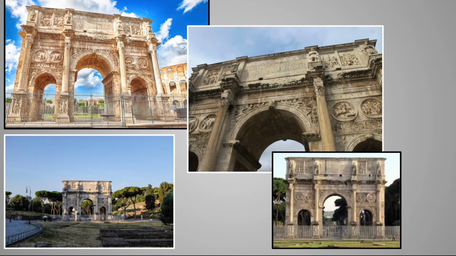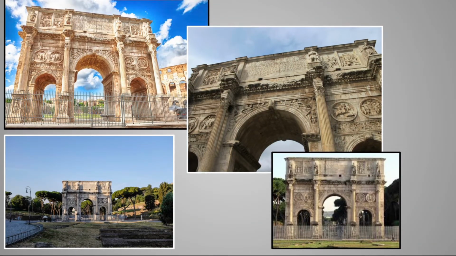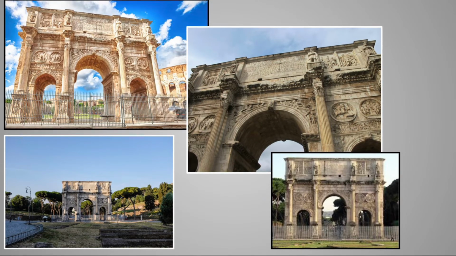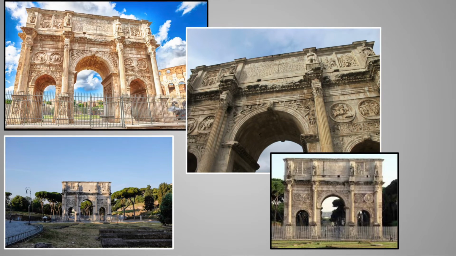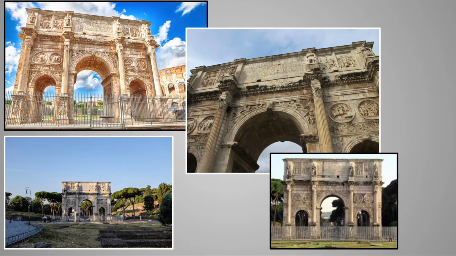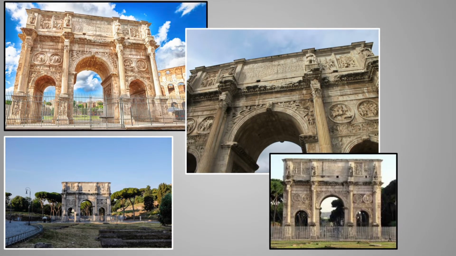Aside from our main focus, which is the Arch of Constantine, there are two other triumphal arches found in Rome, such as the Arch of Titus and the Arch of Septimus Severus, which have many principles of design and elements of art on their own.